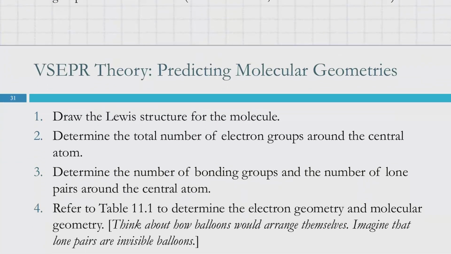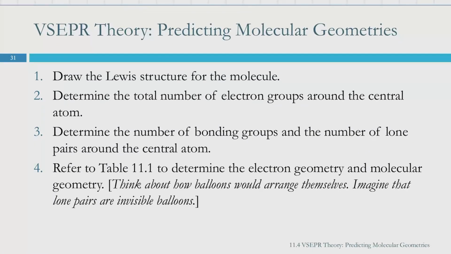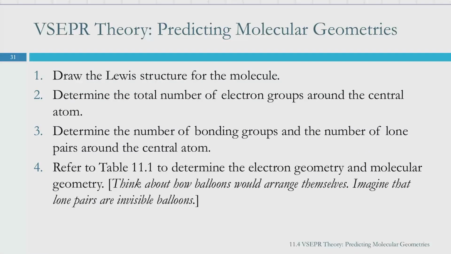So if we want to predict molecular geometries, we need to first draw the Lewis structure for the molecule. This is multiple steps, or it can be multiple steps. So we need to make sure that we know how to do Lewis structures, stuff that we learned how to do in Chapter 10. We need to be able to do Lewis structures to be able to do the Chapter 11 material. If you can't do the Lewis structures, unless you're given the Lewis structure, you won't be able to come up with the shape.